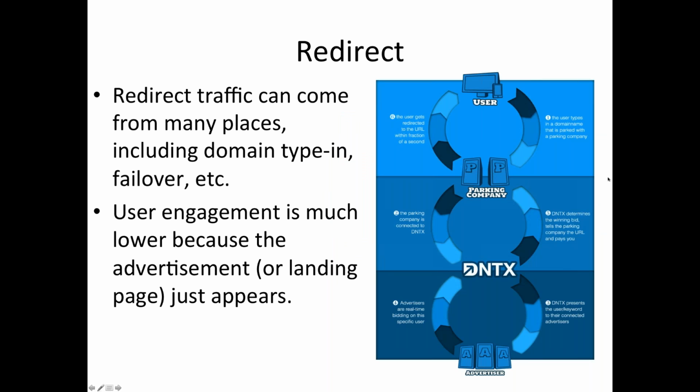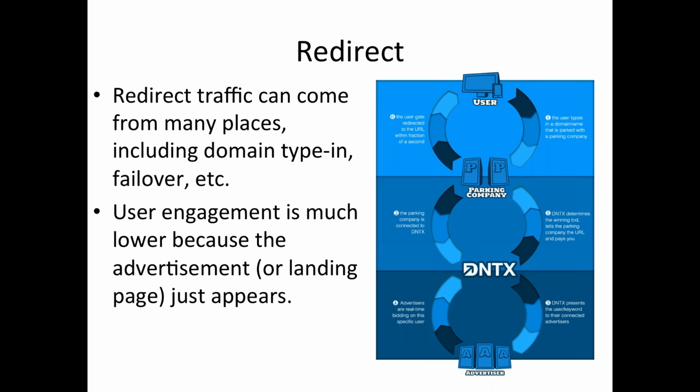Redirect traffic. This is much more common in mobile, and it's been around for web advertising for quite some time. So this can come from many places. It can come from type-in domain traffic. Way back when, in the beginning days of the internet, what a lot of domainers would do is register misspellings of popular domains such as Facebook or Google. So when someone accidentally typed in the wrong domain, they would be sent to a redirect network, a traffic network that sells these, and whoever bids on that keyword, that ad will be shown.